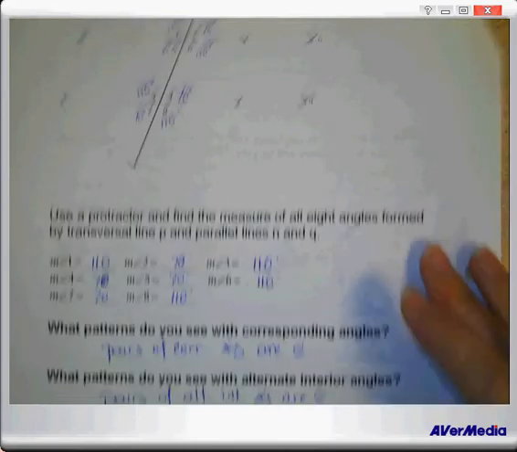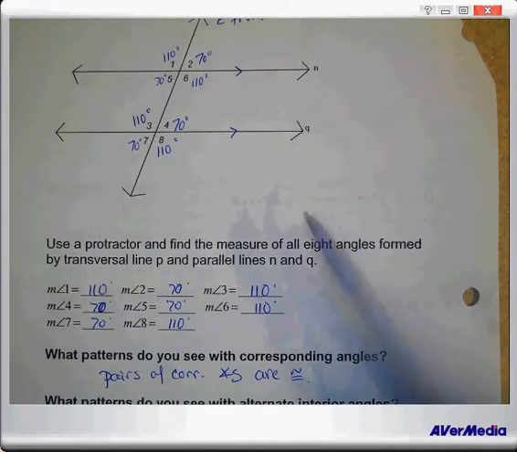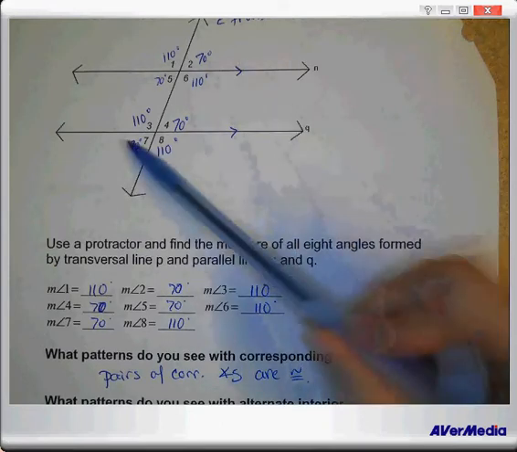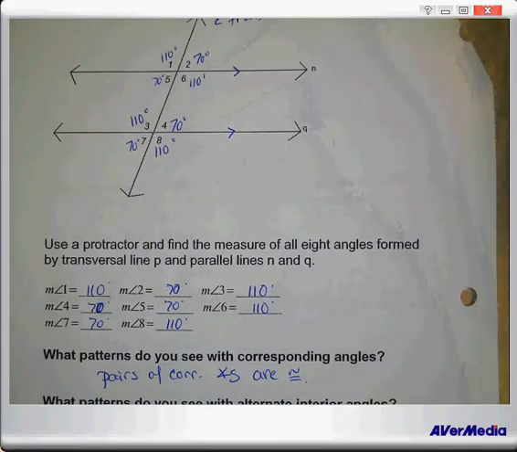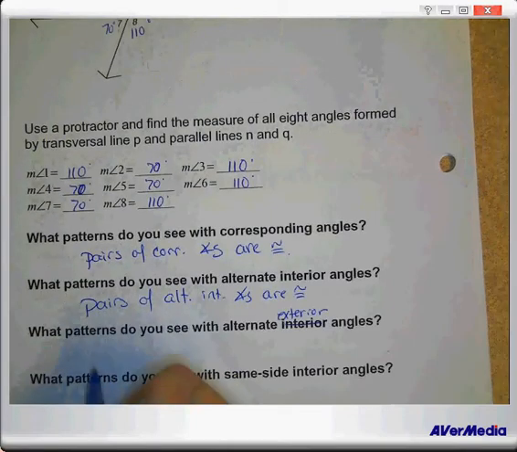Also, let's look now at alternate exterior angles. So we look at 2 and 7, and we also have 1 and 10. Again, what do you see as the pattern? Yes, they're congruent.